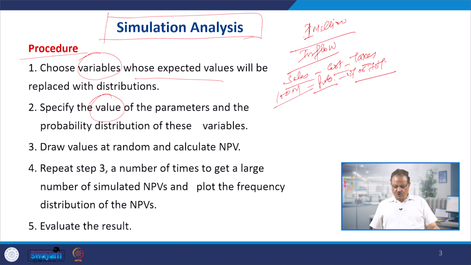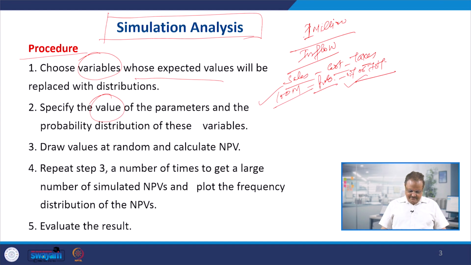But if there is no objective estimate available and the venture is coming up for the first time, in that case you will have to use subjective estimates only, using judgmental values and maybe the experience of the people who are doing the simulation analysis. So you have to find out both values: the value of the parameter, for example sales of 100 million, and the probability of those sales happening, for example 70% here. So that is the second step involved.